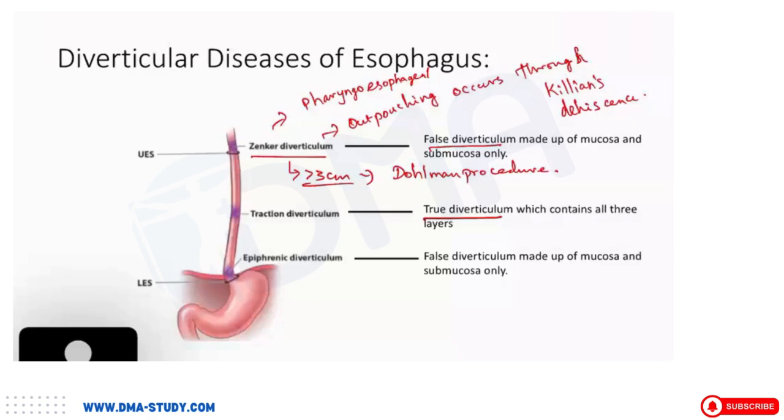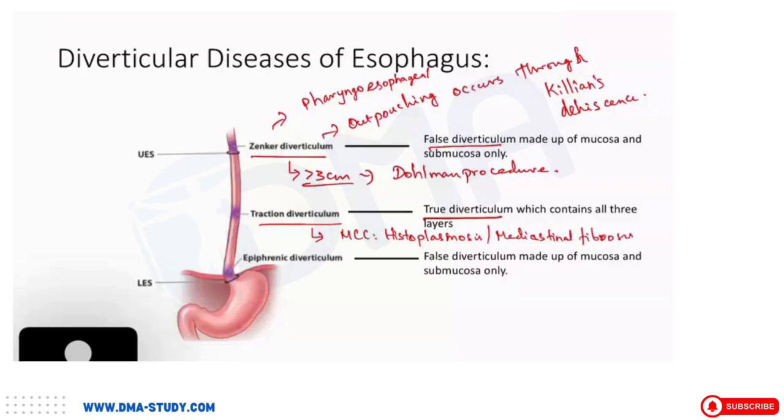Next is the traction diverticulum, or mid-esophageal diverticulum, which is a true diverticulum, also called parabronchial diverticulum. The most common cause of a traction diverticulum is histoplasmosis. Very, very important. The non-infectious cause is mediastinal fibrosis. If you see any of these two, you can identify them as the most common causes of traction diverticulum.